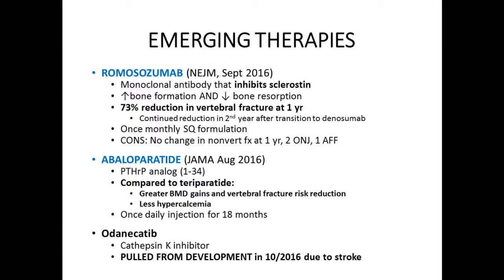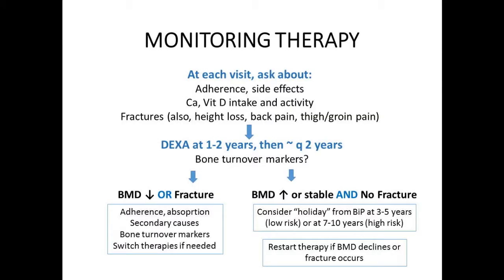We've already talked a little bit about monitoring therapy. Generally, you do it with DEXA scans after at least 1 to 2 years, and then thereafter as indicated. You can use bone turnover markers. If they're not doing well, if their bone density continues to go down, or they fracture, look for secondary causes, maybe switch therapies. If they're doing well, then we consider what's called a holiday, only for bisphosphonate users.